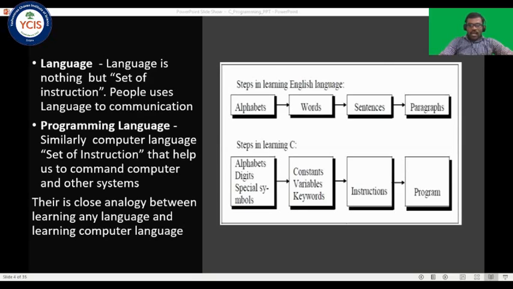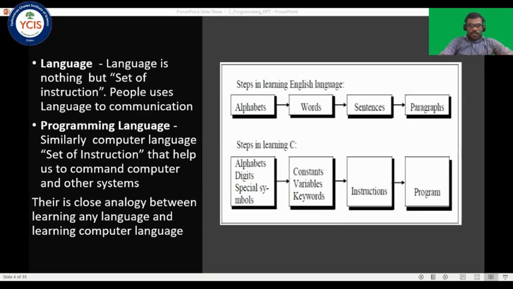Now we will see how to learn a programming language. Actually, there is a close analogy between learning the English language and learning a programming language. Suppose you are learning English. The classical method of learning English is to first learn the alphabets used in the English language. Then learn how to create words using these alphabets. Once you learn how to create words, then learn how to create sentences using these words. And when you combine a number of sentences, it forms paragraphs. This is the simplest method to learn English.